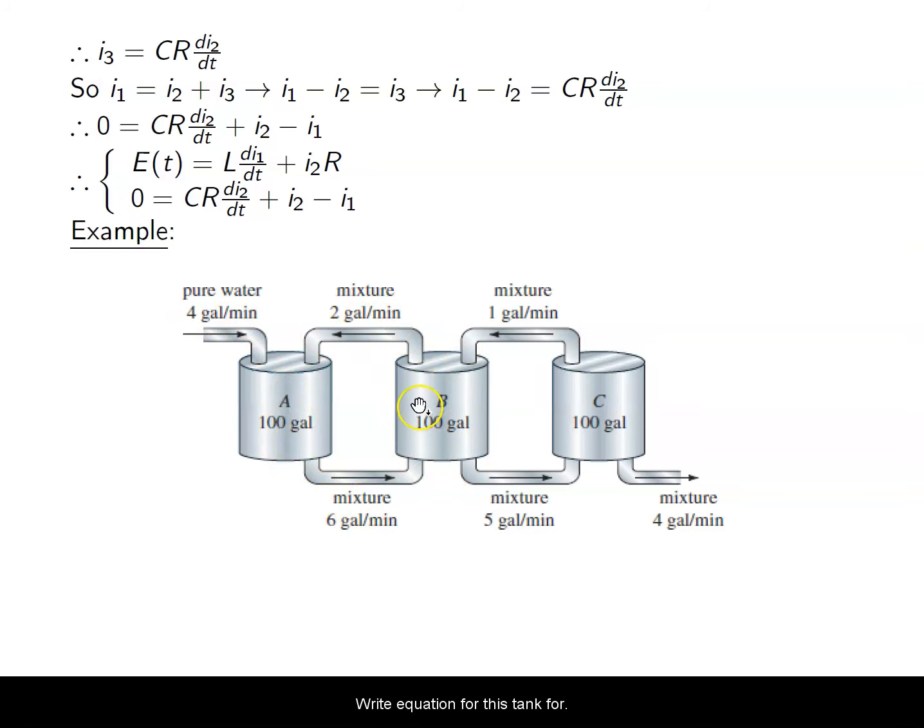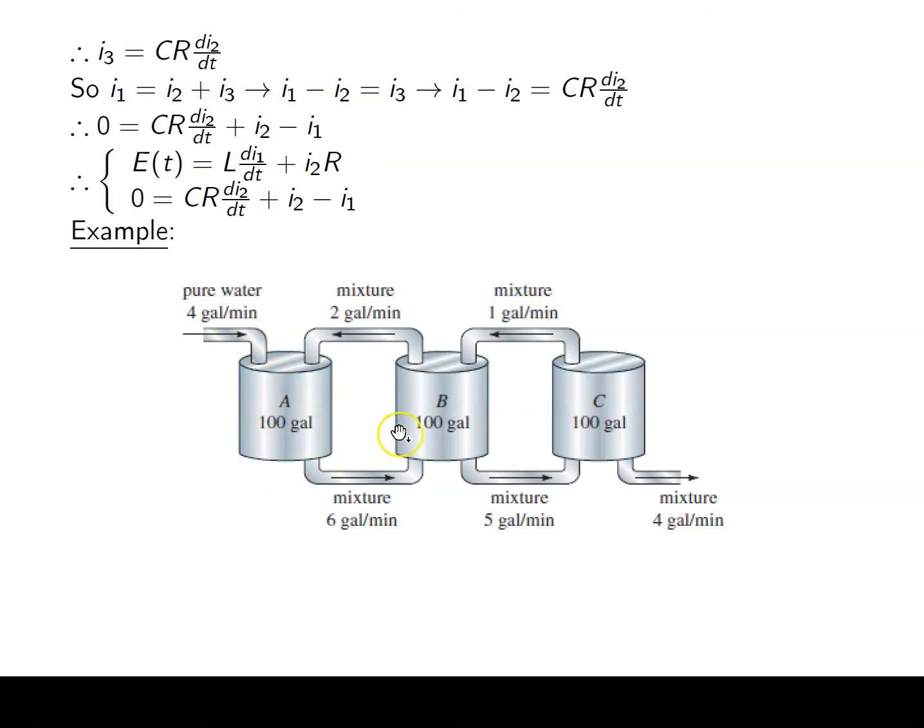We'll write an equation for this tank for what's coming in and what's going out, and an equation for this tank for what's coming in and what's coming out. Remember, the equation for any single tank is rate in minus rate out. So I need to figure this out. But notice this: in I have 4 and 2, so in I have 6, out I have 6.